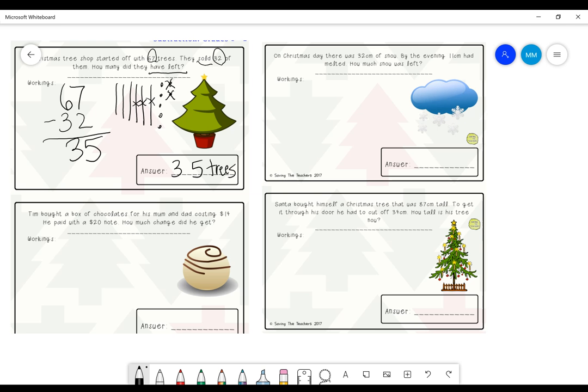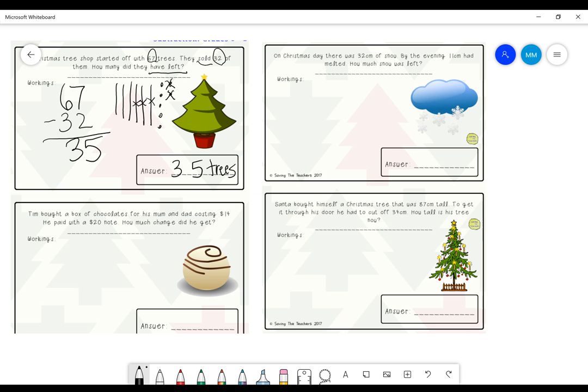All right, let's go down to our chocolates. It says Tim bought a box of chocolates for his mom and dad costing $14. He paid with a $20 note. How much change did he get?